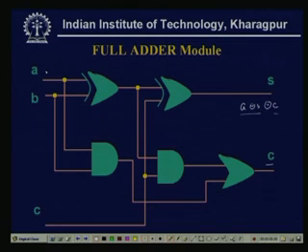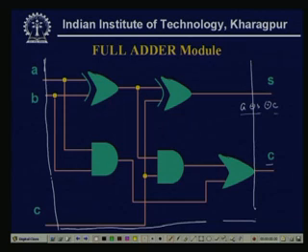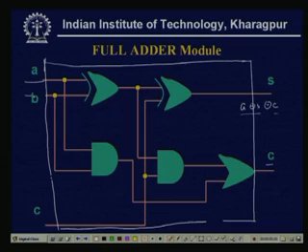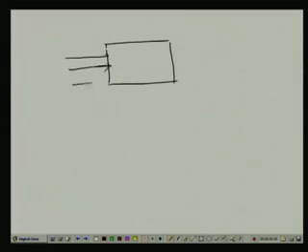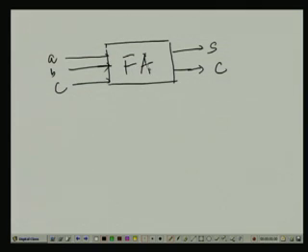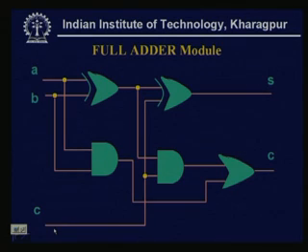What we can see is, if this is one module, a black box, there are two inputs A and B, and another input C, that means there are 3 inputs and 2 outputs, S and C. The whole circuitry is in between A, B, C, and the outputs sum and carry, and this we are calling a full adder, FA. This is my full adder module.